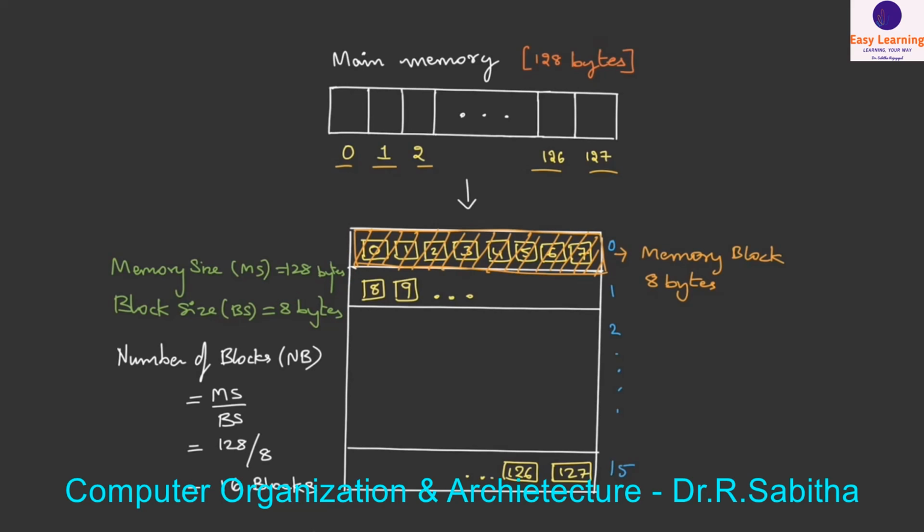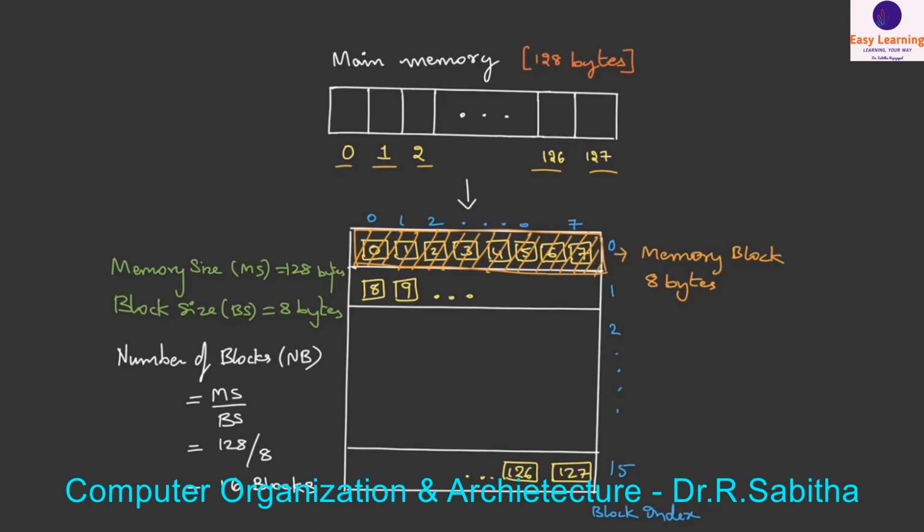So we have 0 to 15. Yes, we have 16 blocks here. Number of blocks is 16. And this is called as block index. We will not be using 0, 1, 2. Instead, we will be using the binary address.